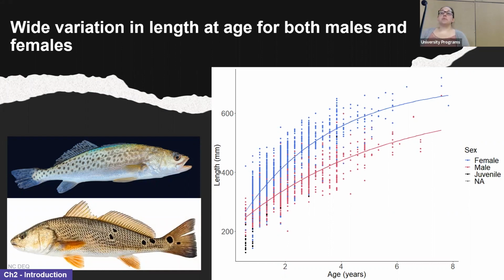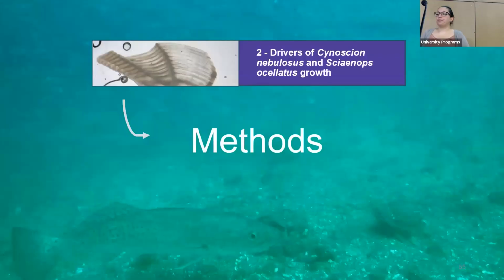And red drum will also be included in this chapter and have similar trends in length at age for males and females. But since I started this analysis with speckled trout, I'm going to be referring to them a lot throughout the presentation. But again, this whole analysis will be rerun on red drum. So now I'll get into the methods for chapter 2.